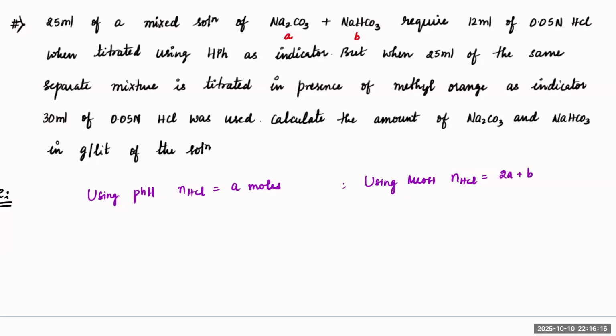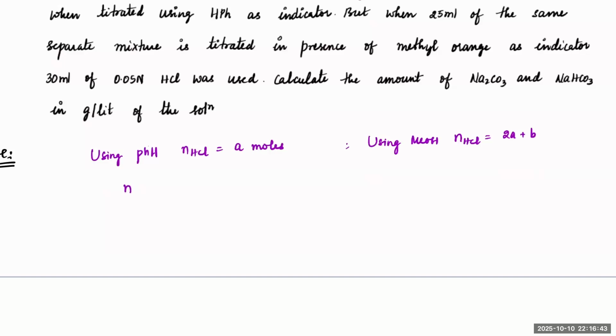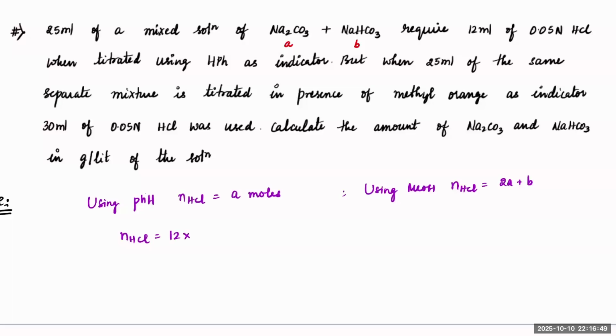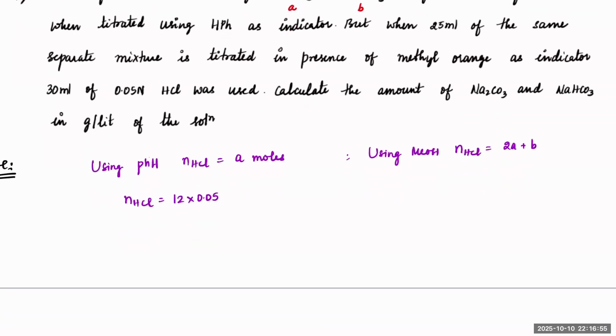Any doubt in this part? Everybody understood why I have written that? If we assume this is A moles and this is B moles, using phenolphthalein, I can only recognize Na2CO3. NaHCO3 I can't recognize. And using methyl orange, I can recognize Na2CO3 and everything of NaHCO3 that is present. Now, what is given? Number of moles of HCl given using phenolphthalein titration is how much? 12 ml into 0.05 normal.